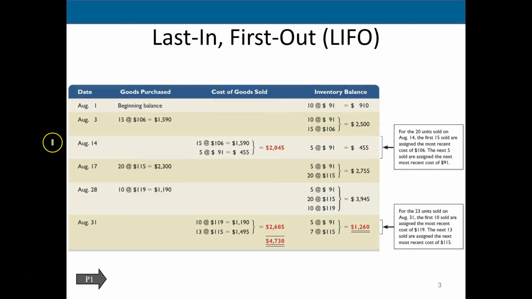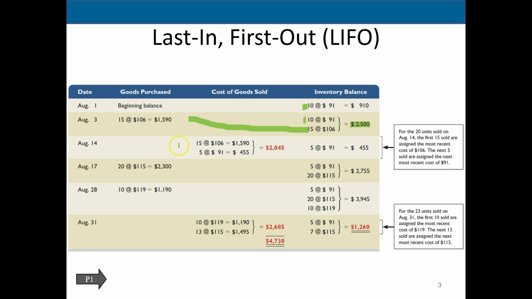So once again, we have the same numbers here and the same beginning numbers, where we purchased 10 units at $91 for $910. Then we purchased another 15 units at $106. Notice once again that the cost of the units went up. So now we have 10 units at $91 and another 15 units at $106. Therefore, our ending inventory is now $2,500.